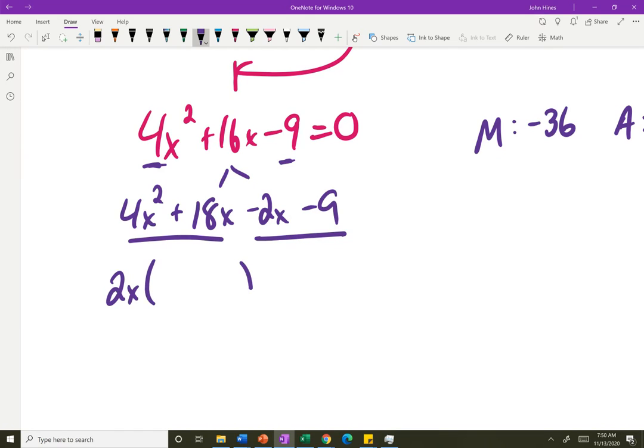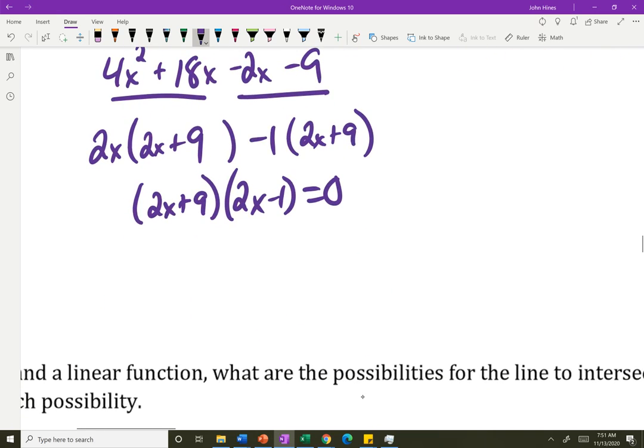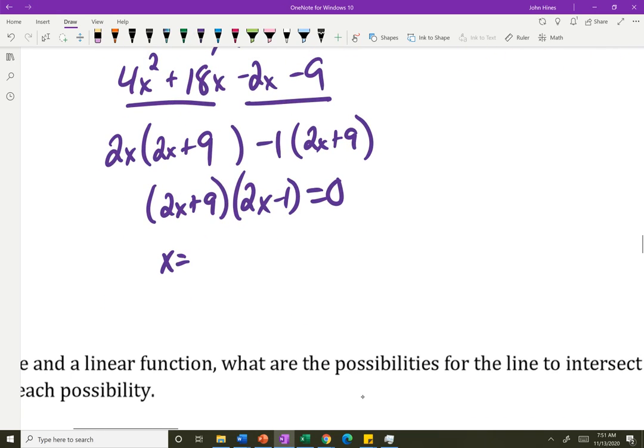So I'm going to take out a 2x when I group now. So I better get 2x plus 9 over here, negative 1. There we go. The AC method is going to be popping up a whole lot, folks. So if you're struggling with factoring something like this, you've got to reach out.